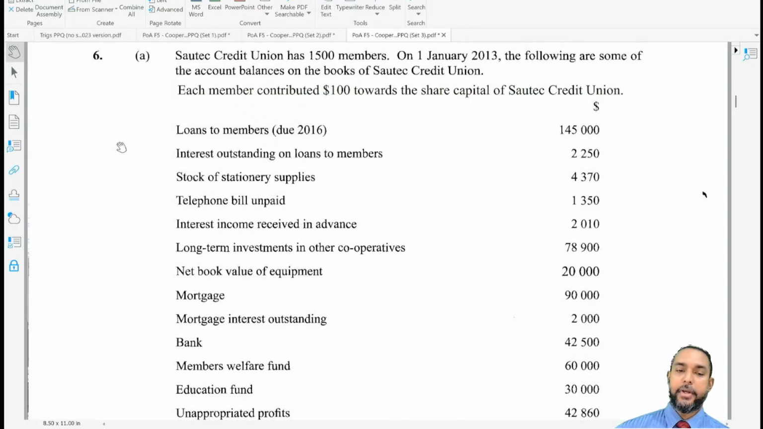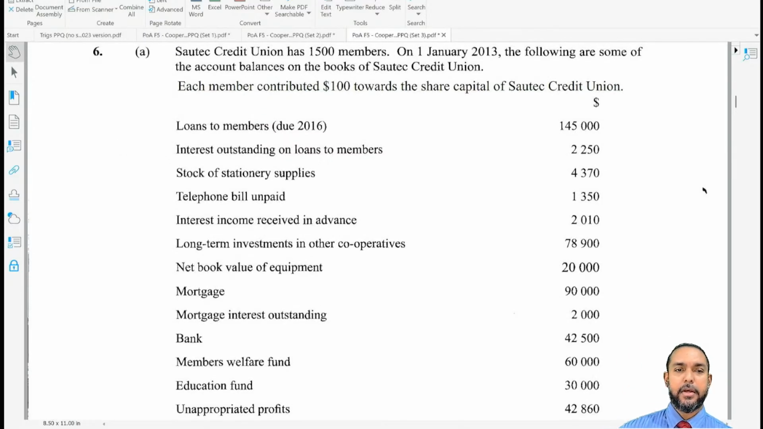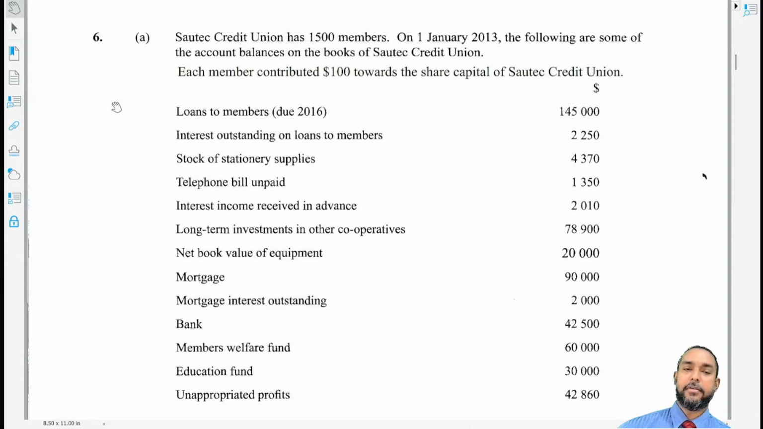Right, so what I want you to do is just like we did the capital section for the balance sheet for the last two questions there. Well, y'all did one. I did the previous one. I want you to do the same thing here. So we're not going to worry about loans to members, interest outstanding on loan stock, telephone bill unpaid, interest income in advance, long-term investments, net book value, mortgage interest bank. So these last three things here, plus your share capital. So that's all I want you to focus on. So start with the share capital, put these three items in the reserve section, and total everything up.